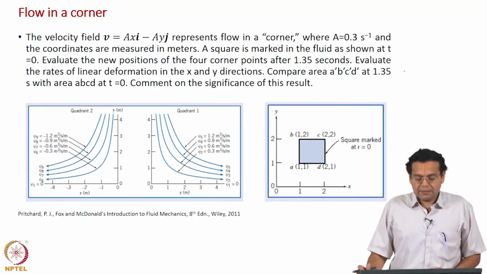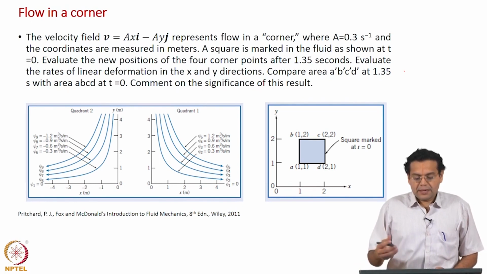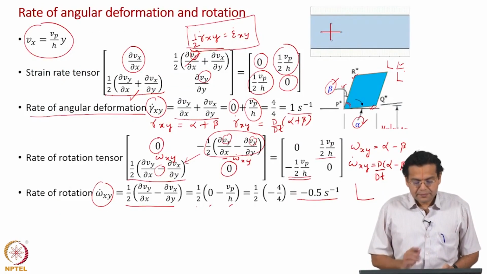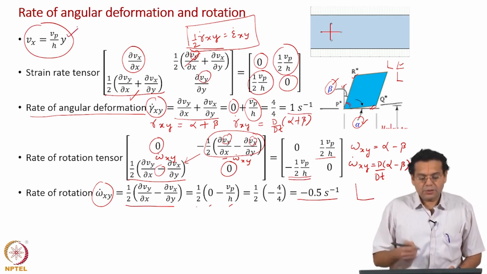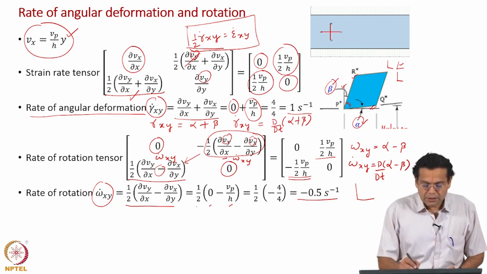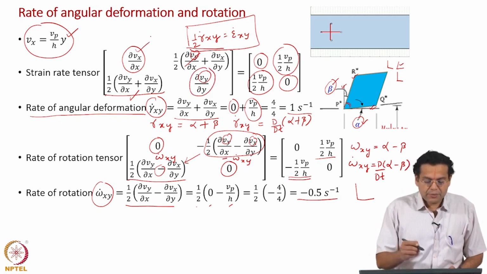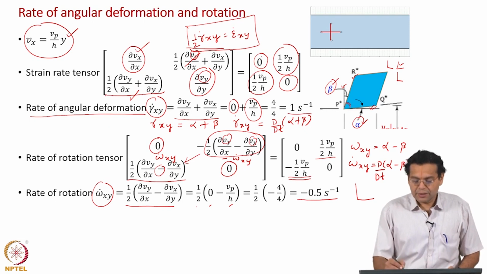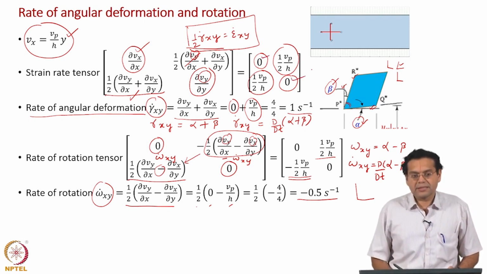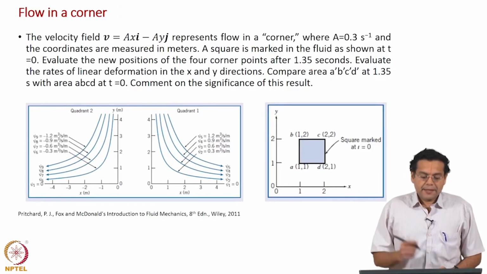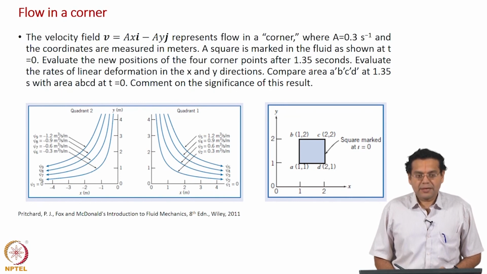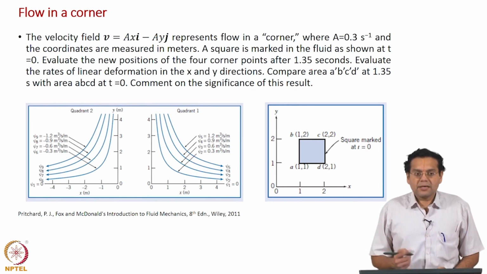Let us take another example. In the earlier example, the velocity component Vx depended on y and there was no y component, and so the normal strain rates were 0. The diagonal elements represent the normal strain rates and they were 0. So now let us take an example which has the normal strain rate, but does not have shear strain rate and rotation. That is the object of this example.